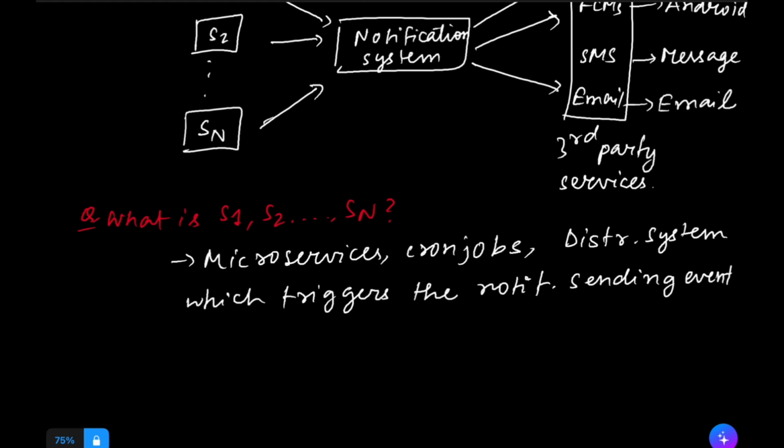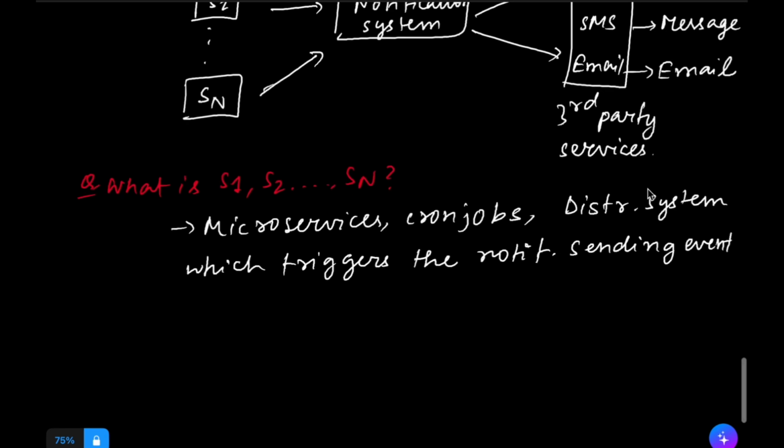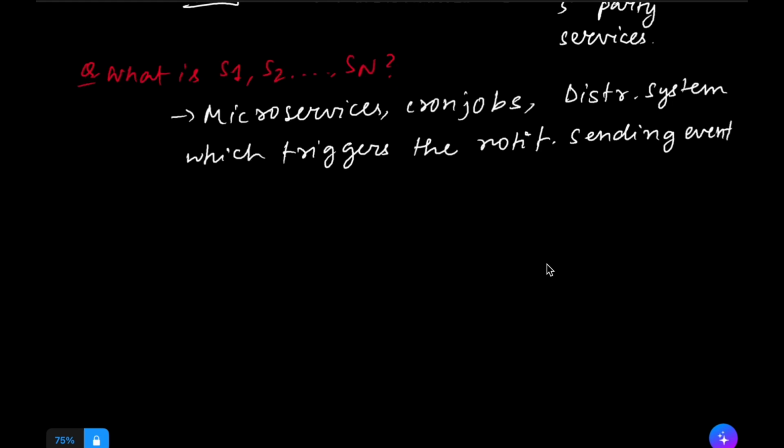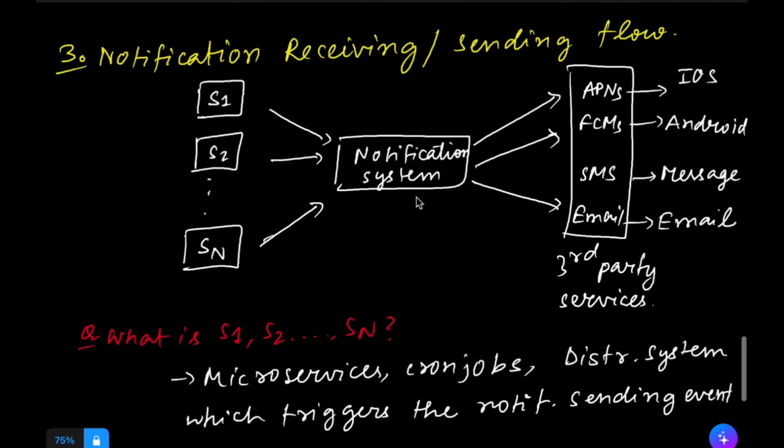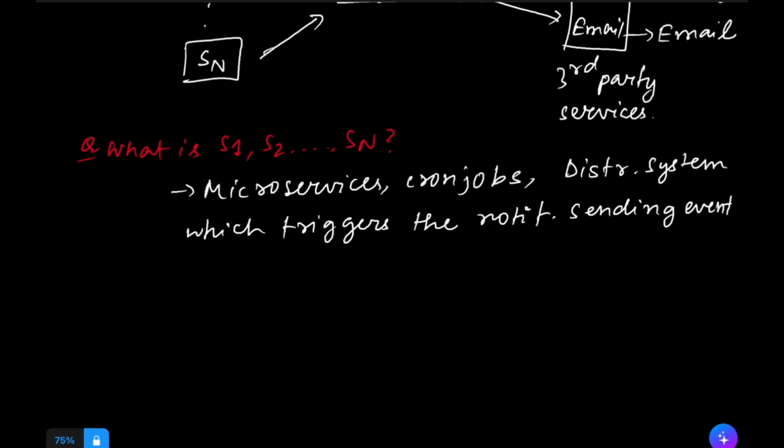Let's say, for example, a billing service: your payment is due by this date, and as a reminder you send the notification in a particular period of time. Or you have ordered a product on e-commerce and they send you the shipment details, the product details, or the order details. So these are the microservices which trigger the notification sending event. After that we have this notification system. So what is this notification system, and what is the role of this notification system server?